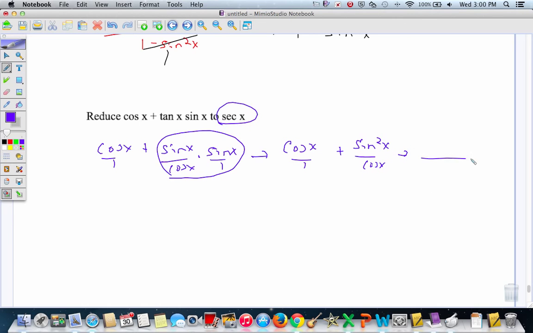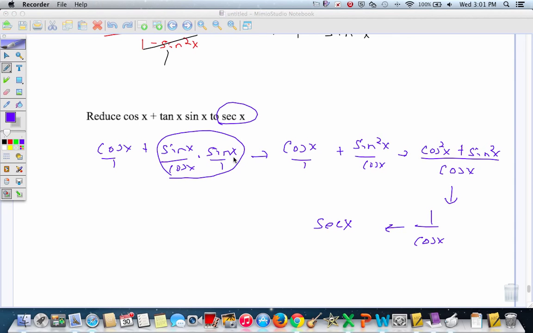So sine squared over cosine. Have two fractions there. I want to combine to be a single term. So I'm going to find a common denominator. Cosine times 1 is cosine, which means my first numerator has to be multiplied by cosine, which gets me cosine squared. My second numerator is going to stay the same as sine squared. If we continue on, cosine squared plus sine squared is a Pythagorean identity of 1. I have 1 over cosine, and 1 over cosine is secant. So we have proved another identity.